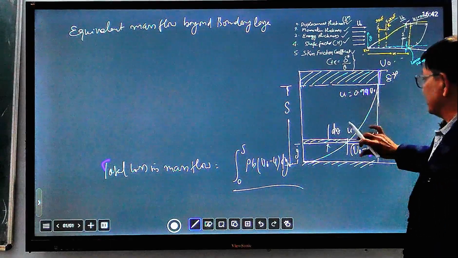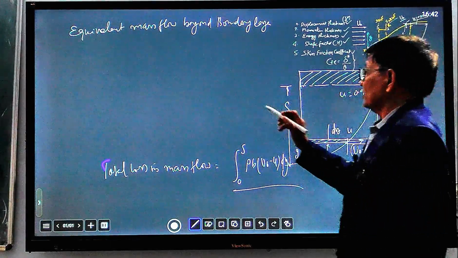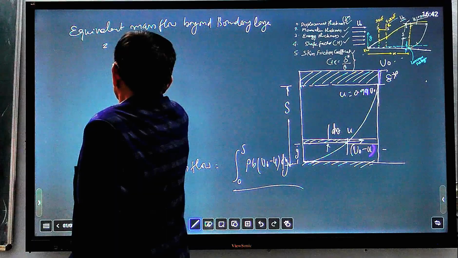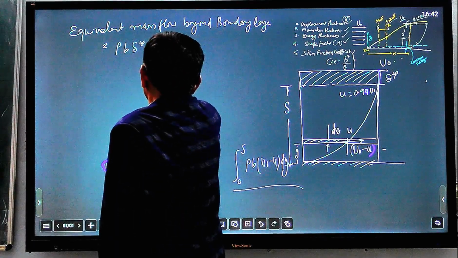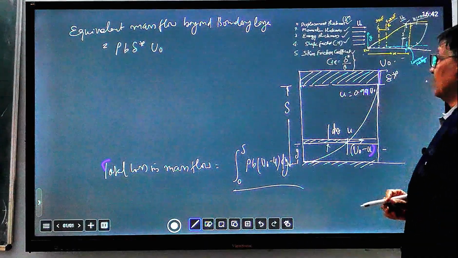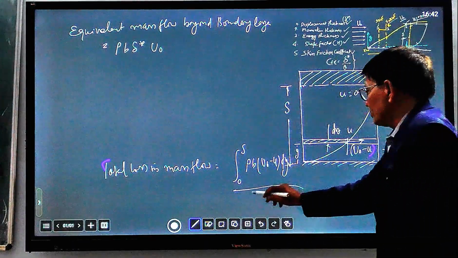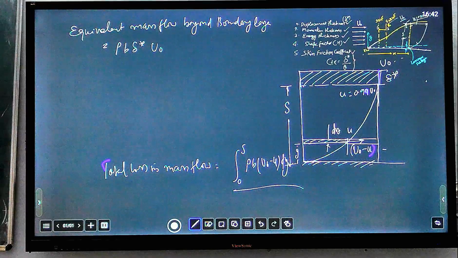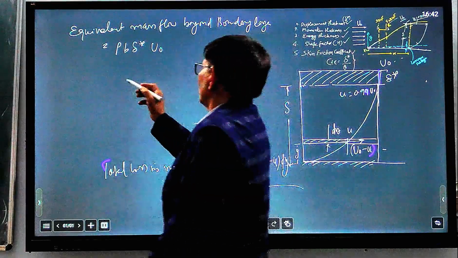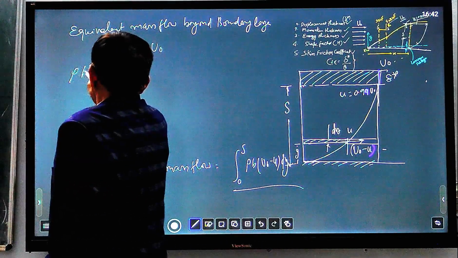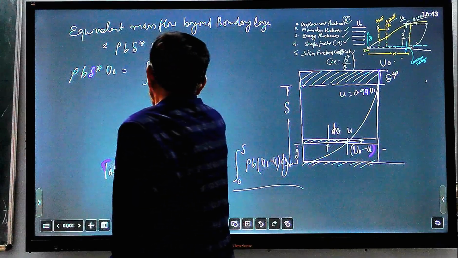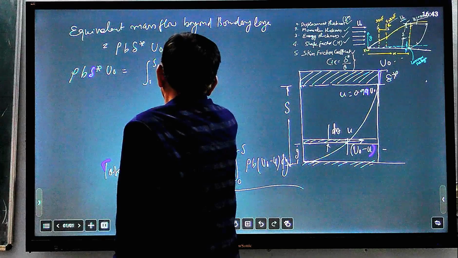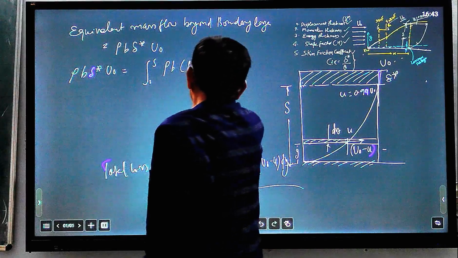So how much fluid equates with this mass? That is equal to rho b del star u naught. That will be equivalent to loss in mass due to formation of boundary layer. So both are equal. So rho b del star u naught equals integral 0 to del of rho b (u naught minus u) dy.